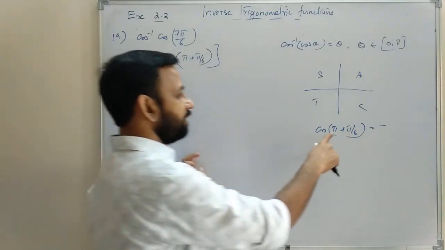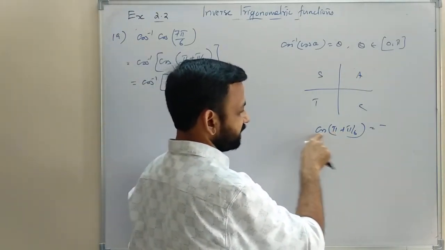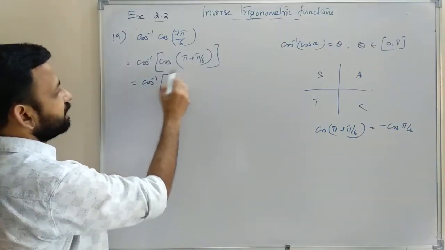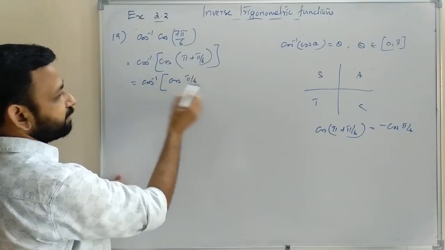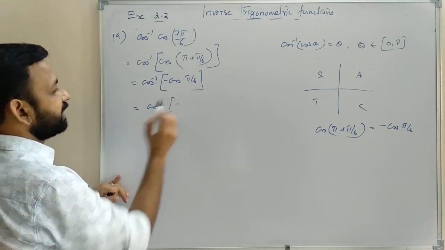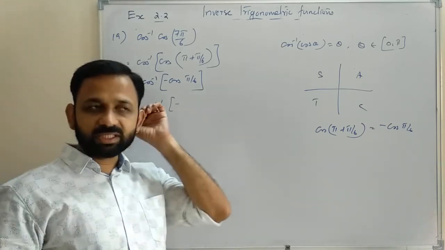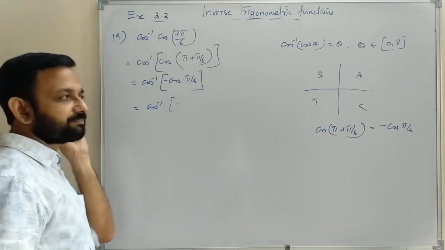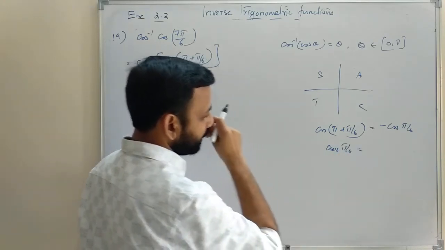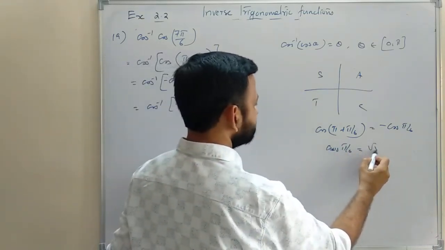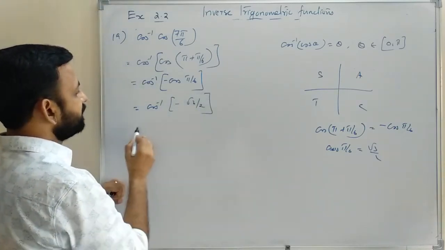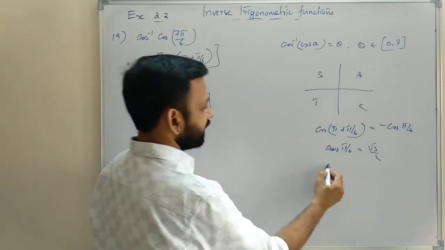When we have multiples of π, the function will be the same. So that is cos π/6, with a minus sign. So we can write cos inverse cos(π + π/6) as cos inverse of minus cos π/6. Cos 30, that is cos π/6, sin 30 is 1/2, cos 30 is root 3 by 2. So we can write cos inverse of minus root 3 by 2. Then cos inverse of minus theta.